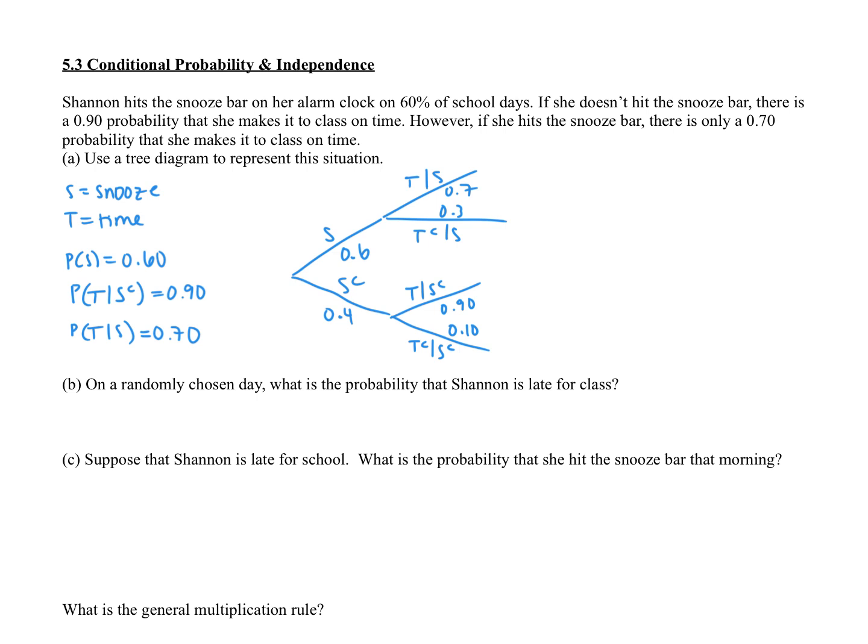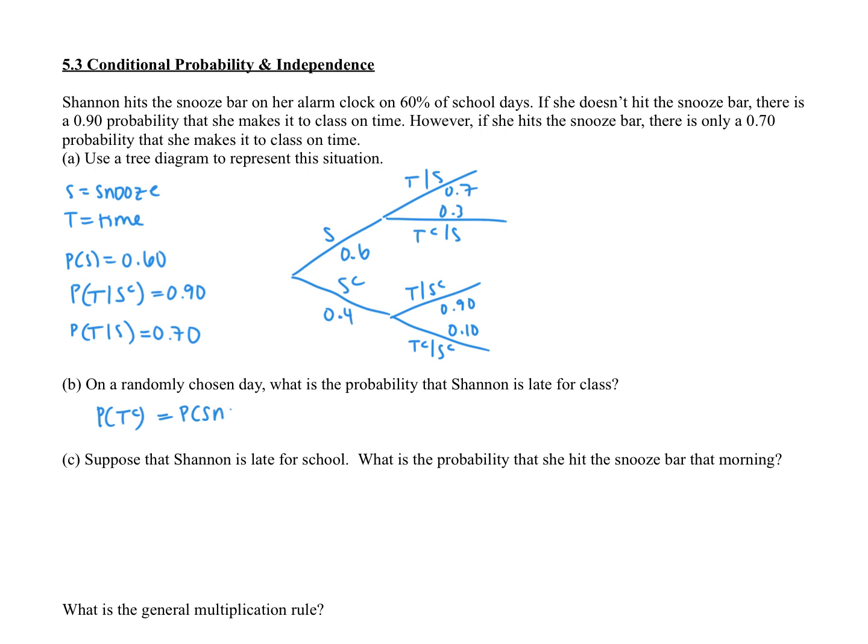So B, on a randomly chosen day, what is the probability that Shannon is late for class? So we are looking for what is the probability that she is late, that she is not on time. Now, looking at all of the information that we have, we don't really have anything at this point that's helpful. So we have to think, how would this occur? So if Shannon's late to class, how does that occur? Well, there's only two possibilities.